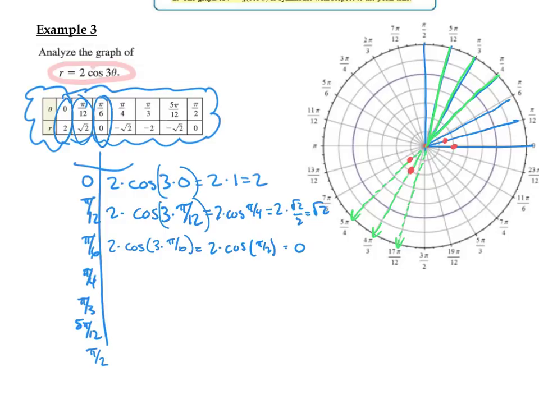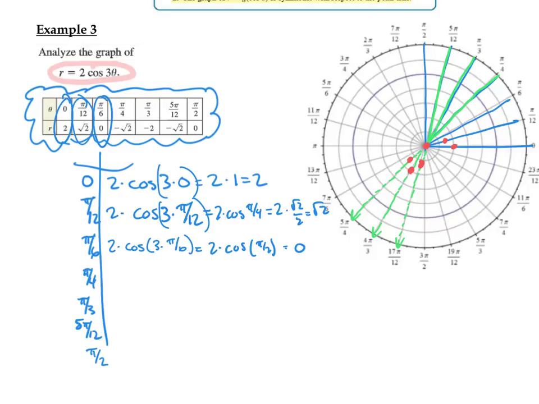And then I need to not get distracted. 5 pi over 12, negative root 2 over 2. So let's go ahead and plot that, or sorry, negative root 2. So that's going to be right there. And we'll go back to pi over 2 and 0.